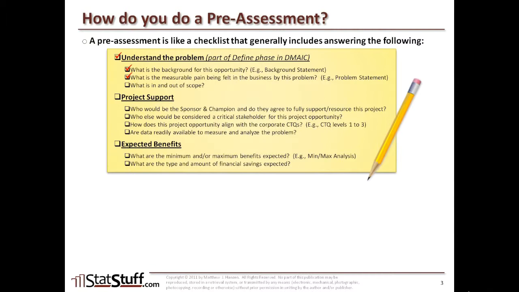Again, we have a whole other section that addresses both the problem statement and the background statement to help us understand really why this is even an issue and what the pain is that we're trying to address in the project. And then next we want to identify what's in scope and what's out of scope so we can clearly understand where we need to target this opportunity.